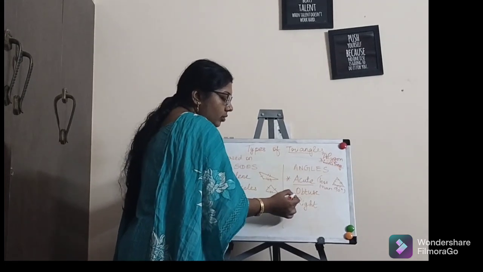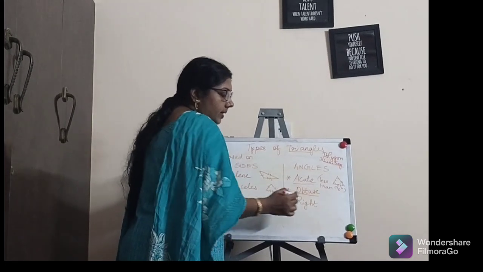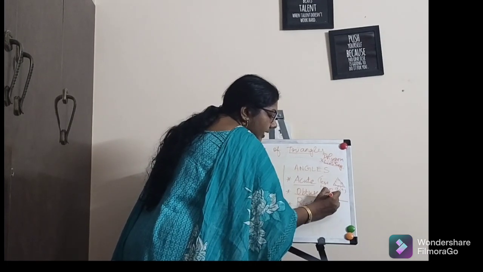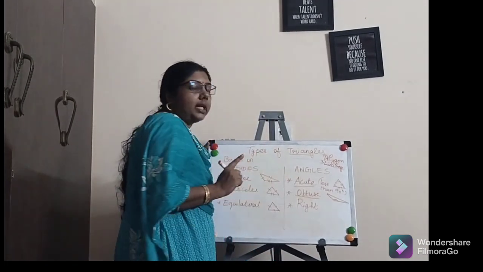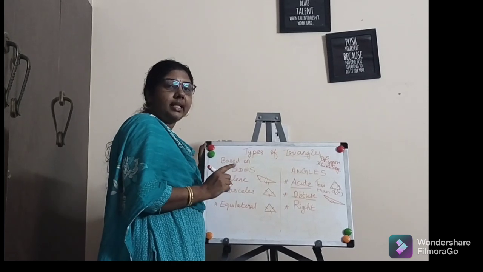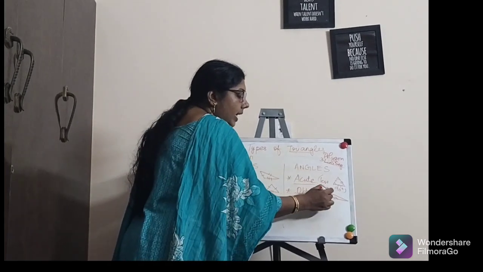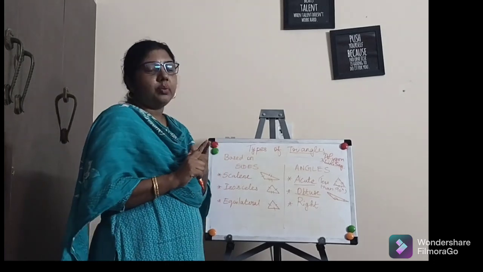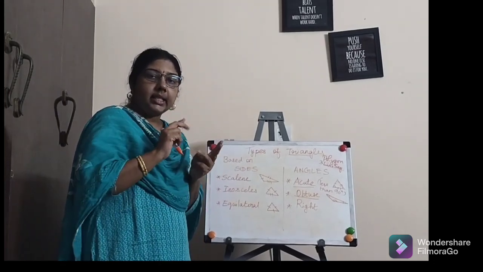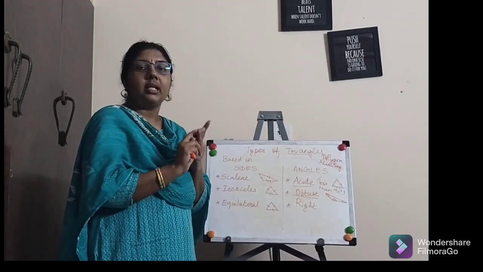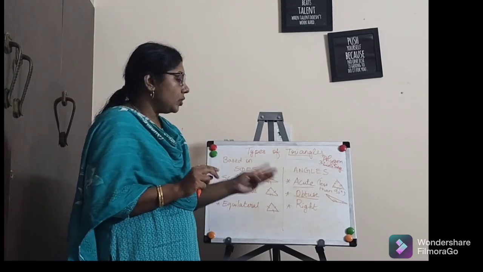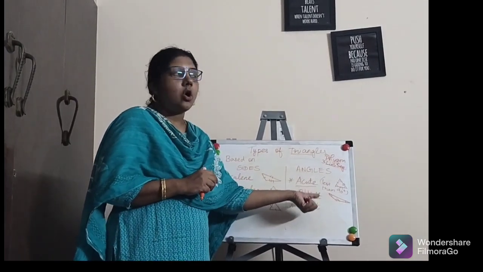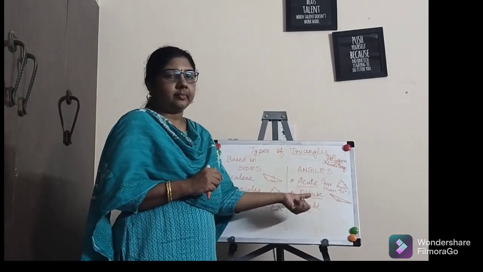Now the second type is going to be obtuse triangle. In an obtuse triangle, only one of the angles is going to have the measure greater than 90 degrees while the other 2 angles are going to remain acute, having the measure lesser than 90 degrees. Those type of triangles are called as obtuse angled triangle or obtuse triangle.